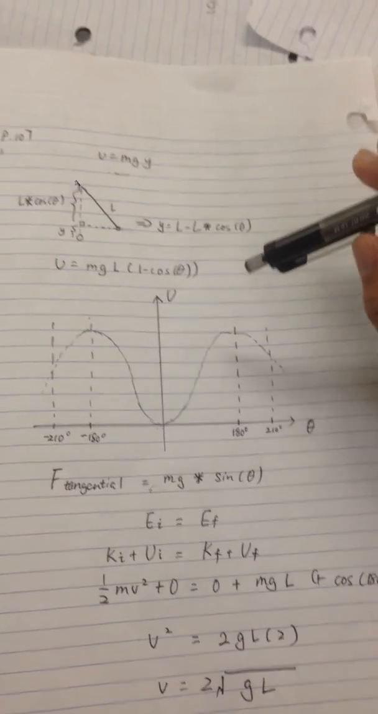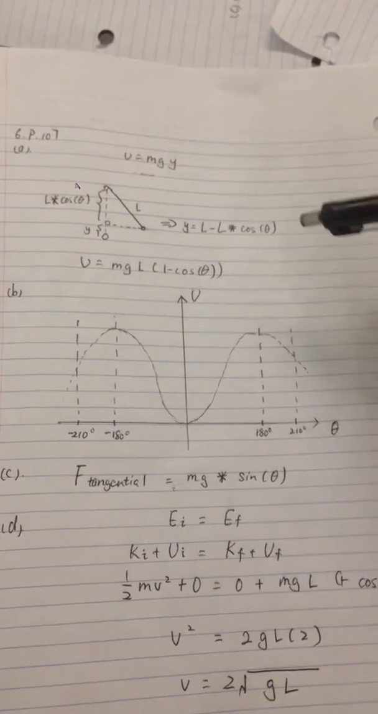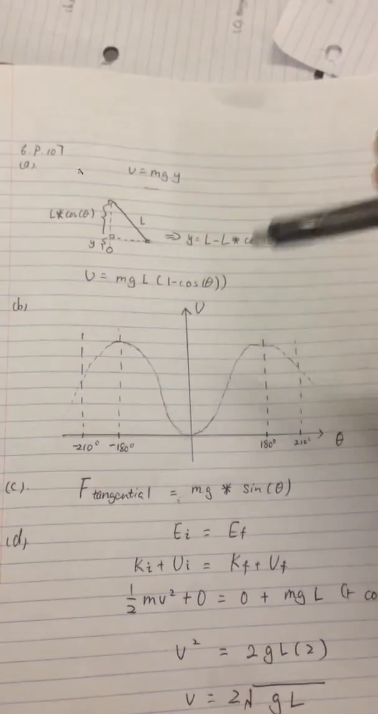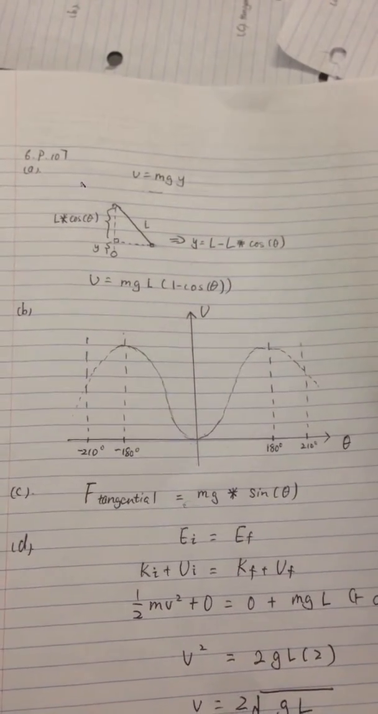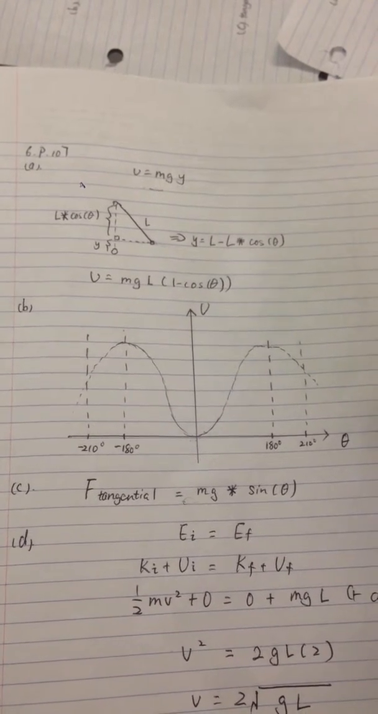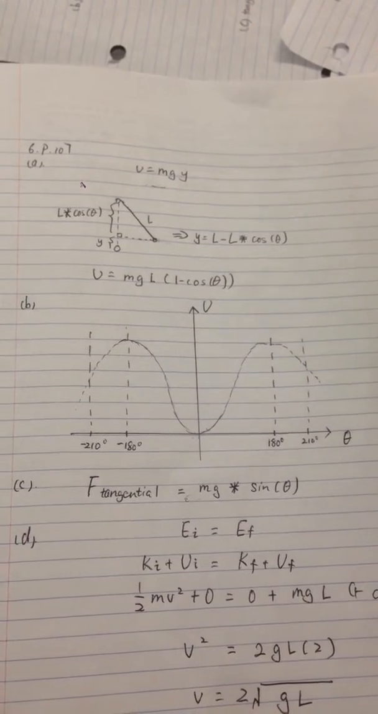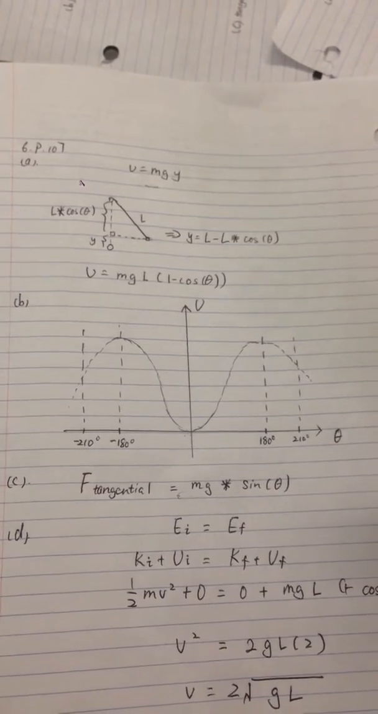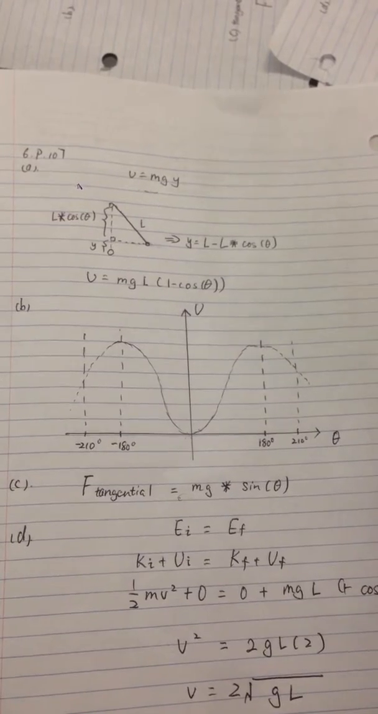We can first write down the formula for potential energy, which is U equals mgy, and we can see from the graph here that the y can be calculated by L minus L multiplied by cosine theta. So when we apply this in the formula, we have U equals mgL multiplied by 1 minus cosine theta.